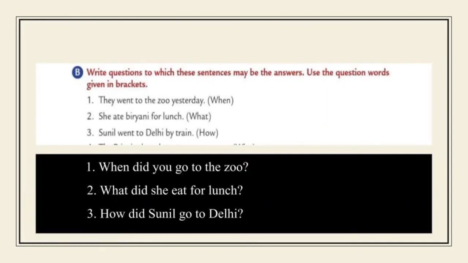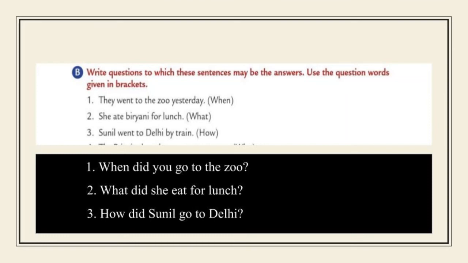Okay, students, let's move to the second exercise, that is write questions to which these sentences may be the answers. Use the question words given in brackets. They have given some sentences and some interrogative words as clues. With the help of these words, we have to frame questions. Okay, take the first one. They went to the zoo yesterday. What is the past tense here? Went. With the help of the given interrogative word, we have to frame a question. Okay, when did you go?